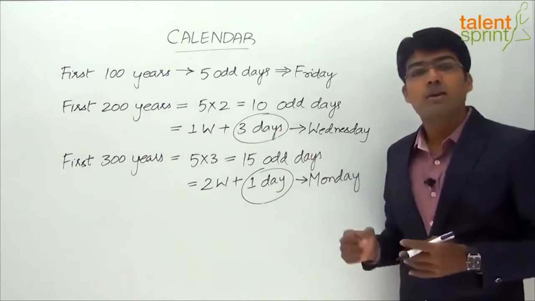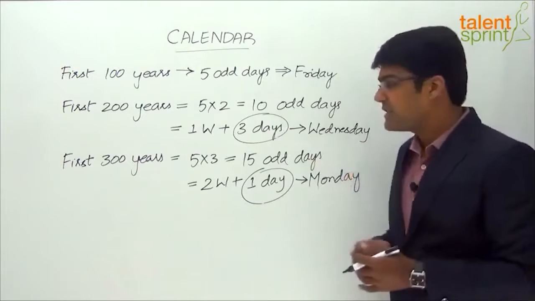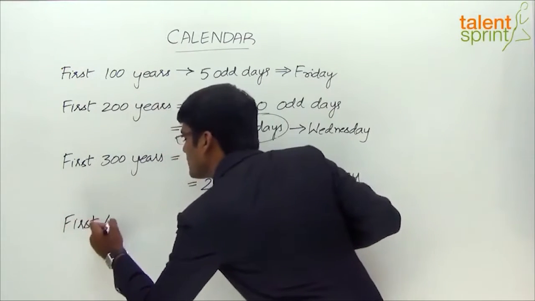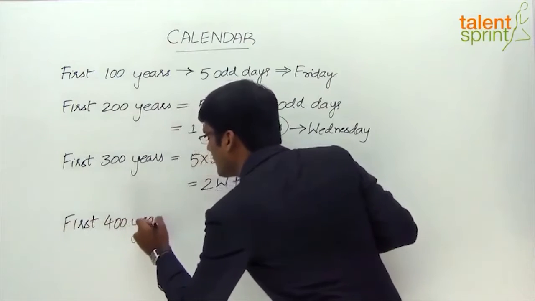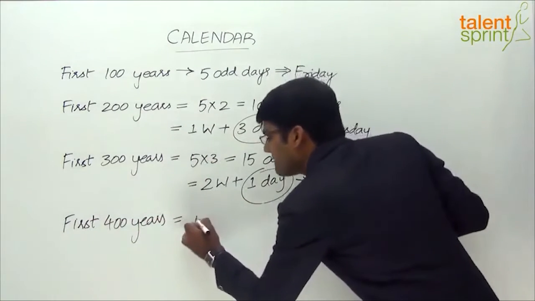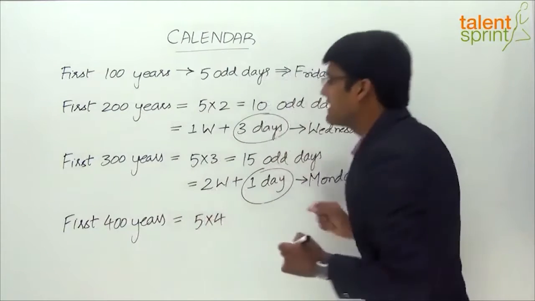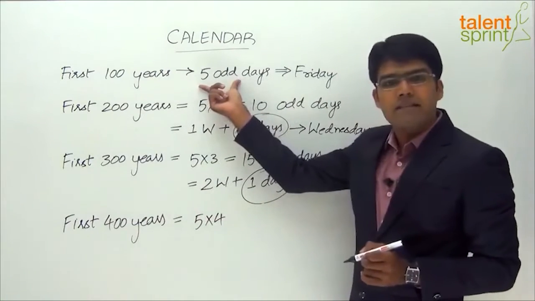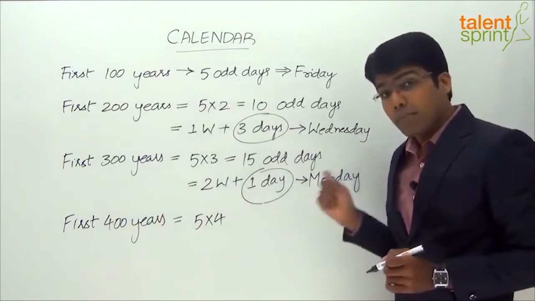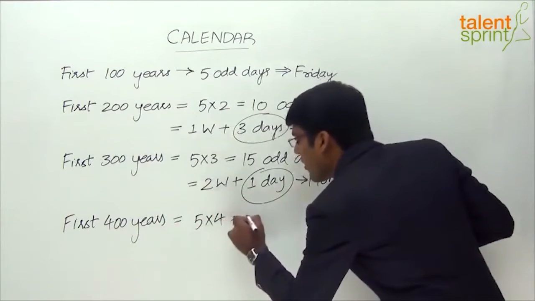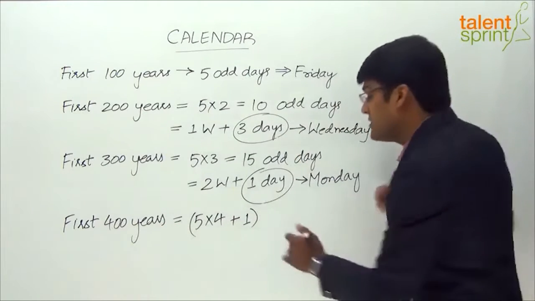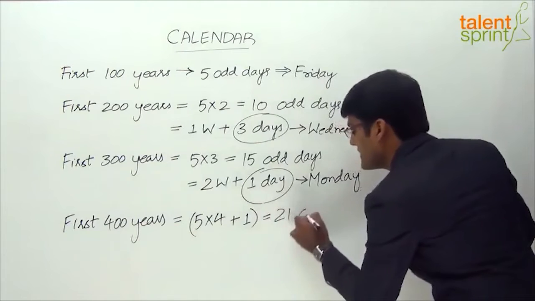Now let us do this for the first 400 years. Let's see what happens. In the first 400 years, we will have 5 into 4, because in each 100 years we have got 5 odd days, right? So for the first 400 years, we'll have 5 into 4 plus 1 odd day. The total number of odd days will be 5 into 4 plus 1, which is equal to 21 odd days.